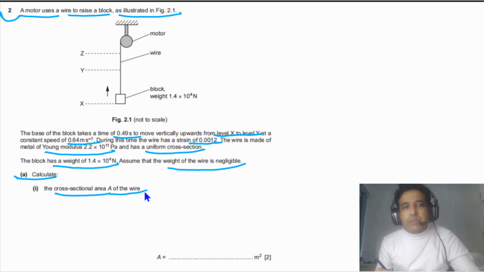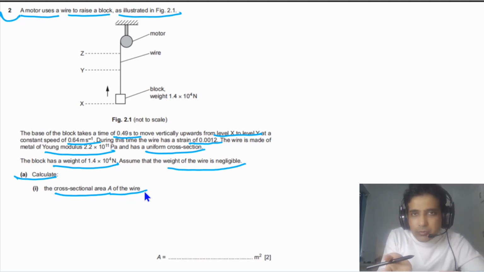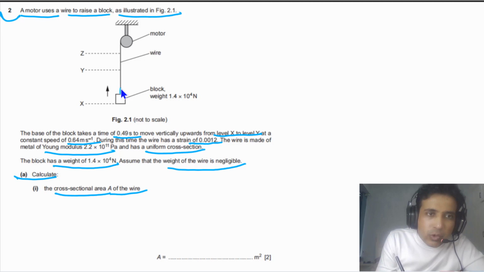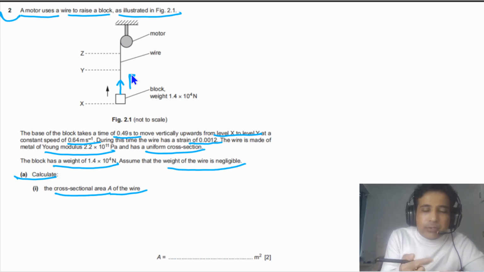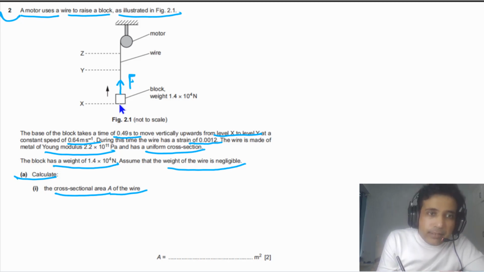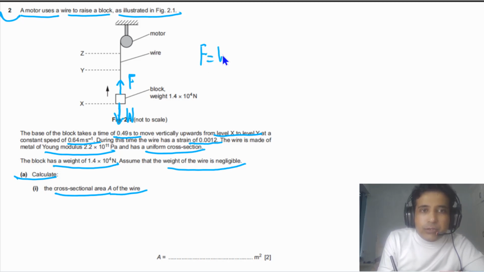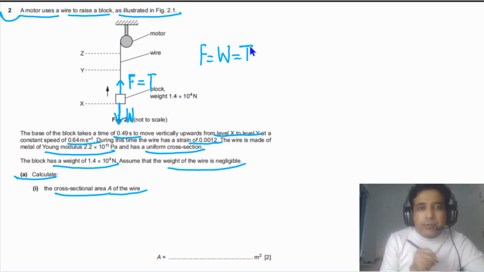Now, first thing we need to understand, for this question it is given to us, block is moving at a constant speed. As the block is moving at a constant speed, it simply means that the net force on this block is equal to 0. If we assume force F is acting vertically upwards, this is the force provided by the motor, then we can say the force acting downwards is equal to weight, and weight and F have to be equal. So these two forces have to be equal in magnitude. As these two forces are equal, we can also say in this case the tension in this wire is also equal to W. So tension is also equal to W, and W is equal to F.